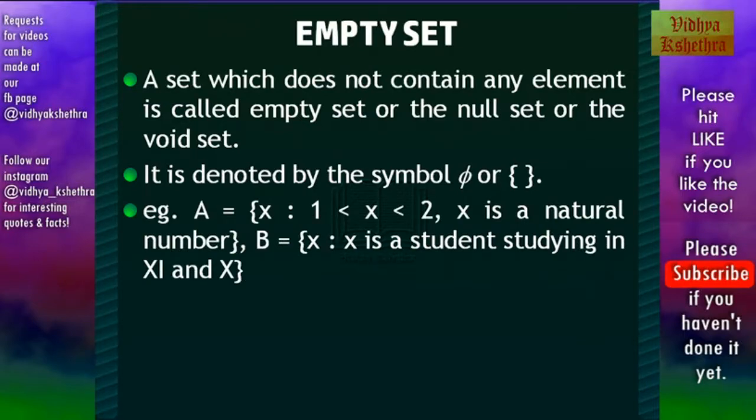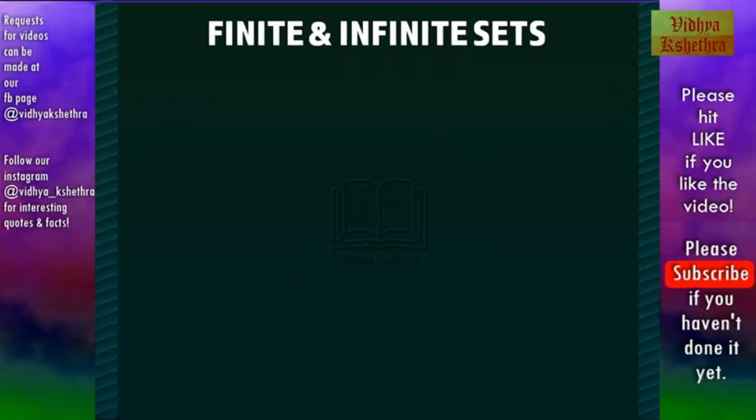Now A is equal to the set of all x such that x is between 1 and 2, where x is a natural number. This is an empty set since there is no natural number between 1 and 2. Then the next example is B is equal to the set of all x such that x is a student studying in class 11 and class 10. This is also an example of empty set, since a student cannot be studying in 11th and 10th at the same time.